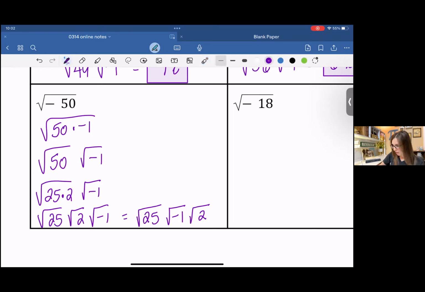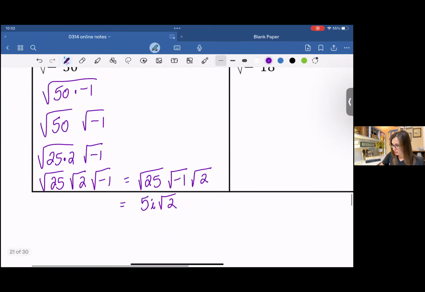So I end up with square root 25 is 5, square root -1 is I, square root 2 is just square root 2. And that's your answer. That's all it is. So it's exactly similar to the previous lesson where we found the square root of 50 was 5 root 2. But now we just have that negative under it. So now there's just an I.